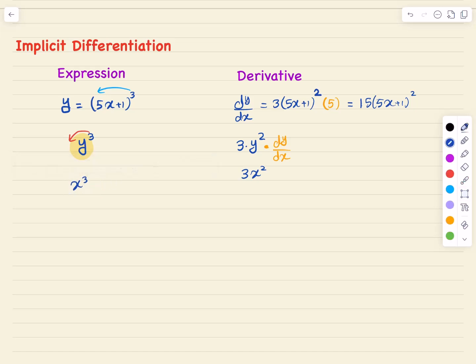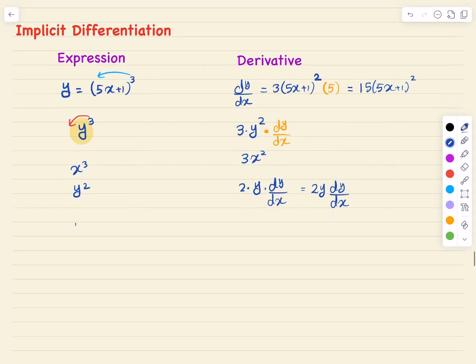In the same way, if we have, let's say, y squared, then the derivative of y squared will be 2, then y to the power of 1, and then we differentiate the inside, or y, which is dy over dx. So this is the derivative of y squared. So what if you have only y? As we know, the derivative of y will be just dy over dx.